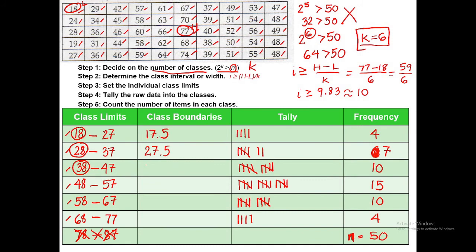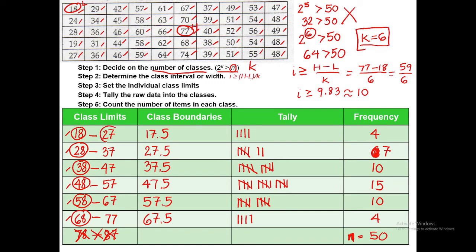Do the same thing with the rest of the items. So what should I write here? Next is 47.5, correct. Next is 57.5, and next is 67.5. This is how you get the lower class boundaries, coming from the lower class limit. Let's go to the upper class limit.